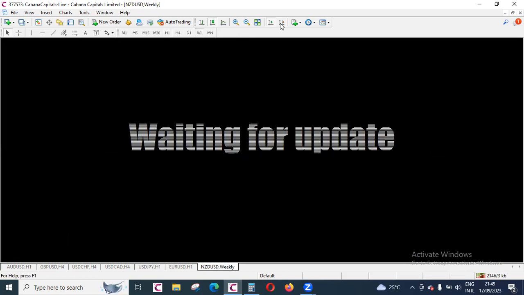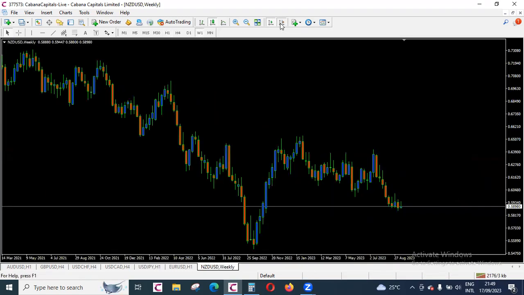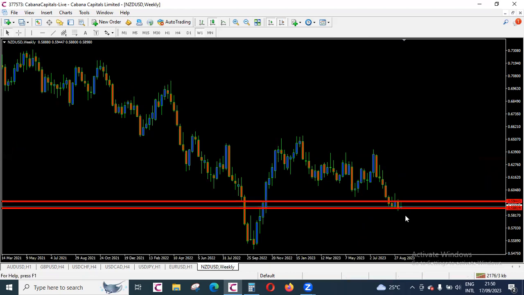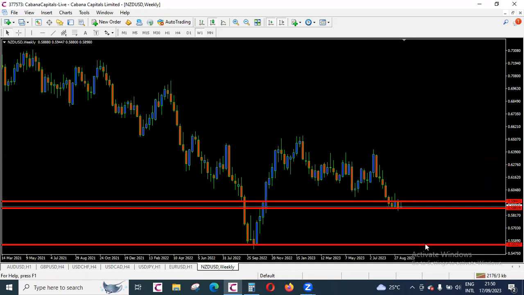So the weekly. Add the support here. Add the resistance here. So you break below the support, be a sell. The 4 hour candle closes below that support. You could just wait for a retest before you sell. If the 4 hour candle closes above this resistance, you could also wait for a retest before you buy.